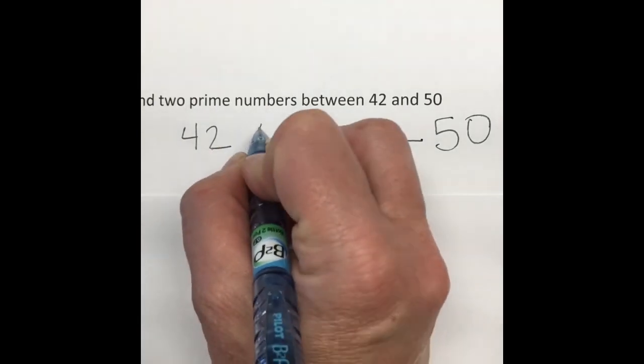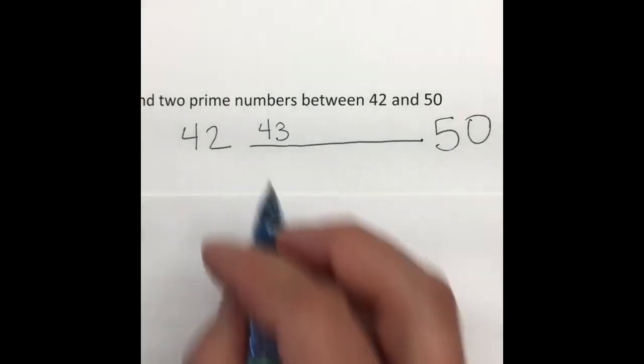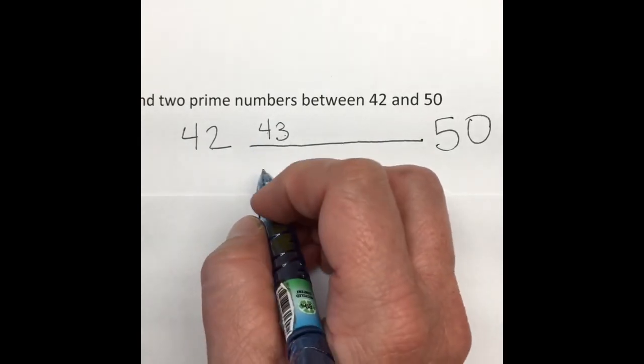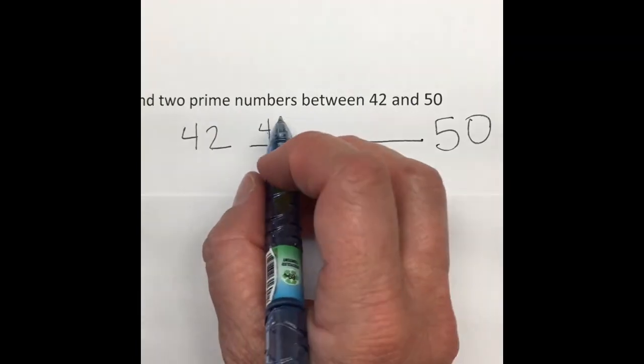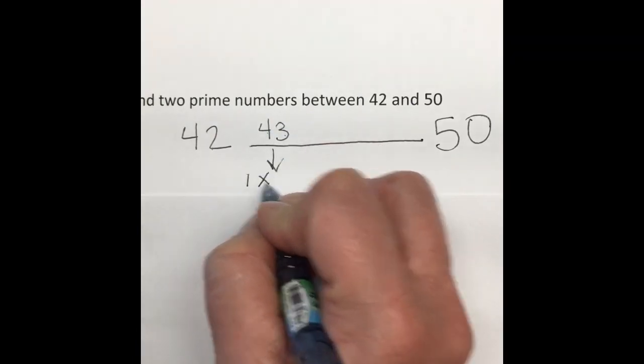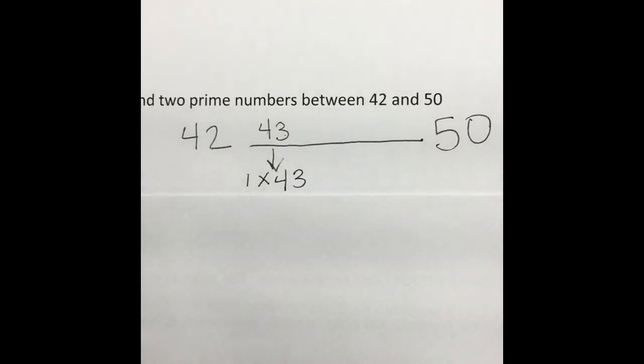But let's look at 43. We know it's divisible by 3 if we add the numbers together, and the sum is divisible by 3. So 4 plus 3 equals 7, and 7 is not divisible by 3. This is, in fact, a prime number. The only factors I can find to make 43 are 1 times 43.